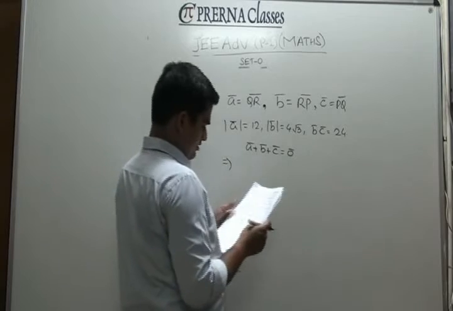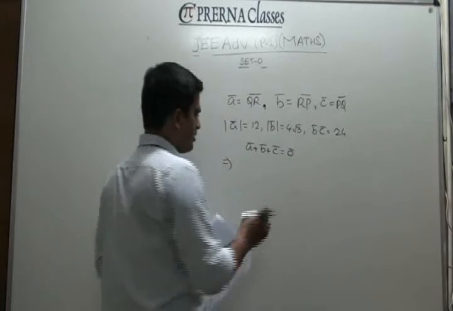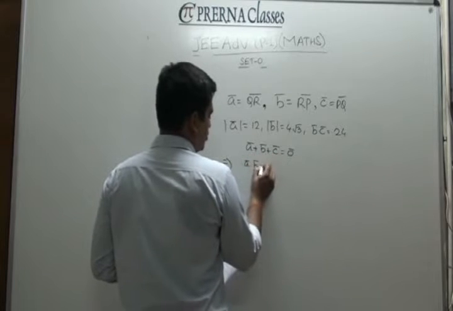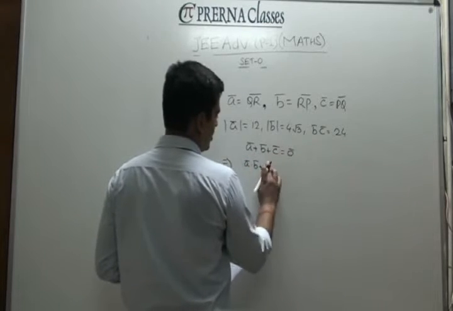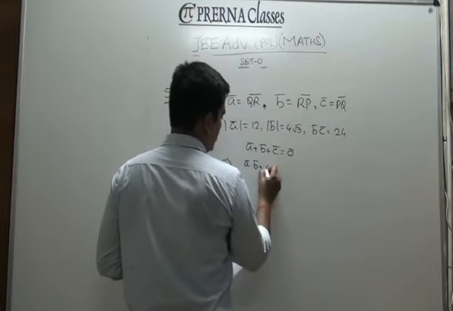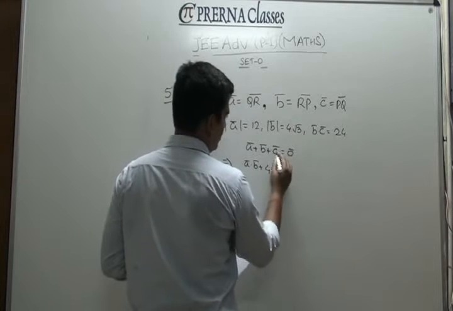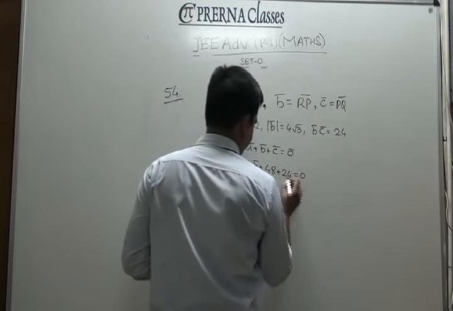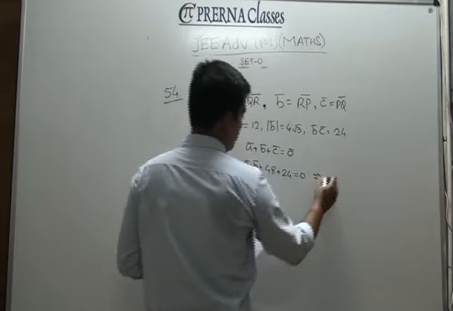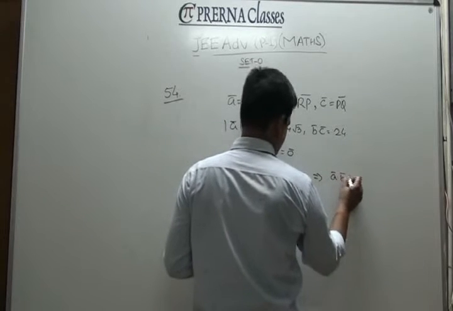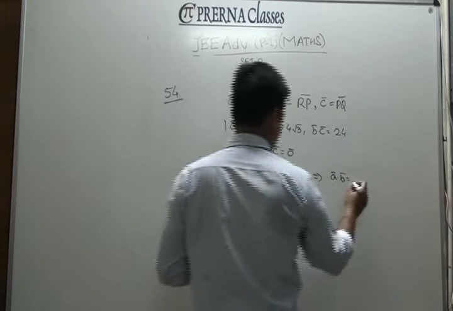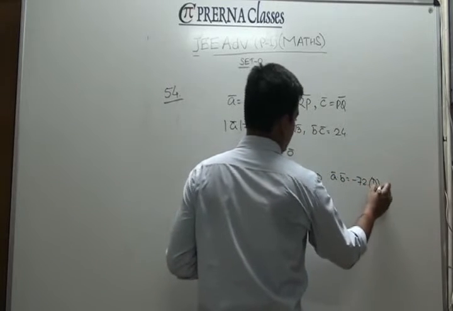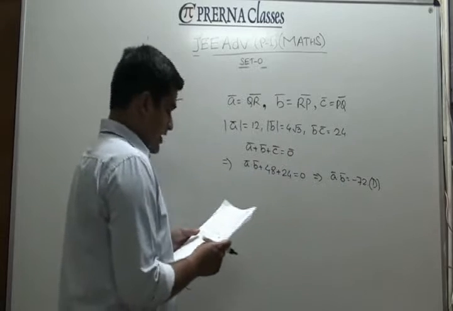Since you are looking at A dot B in one of the options, that implies clearly you have to take this statement dot with B. Mod B square is then going to be equivalent to 48 here, and then you'll have B dot C, which is 24, equal to null, equal to 0, which is going to give you the value of A dot B as equivalent to negative 72. This is going to make option B clearly correct.